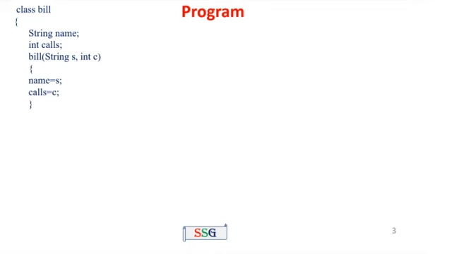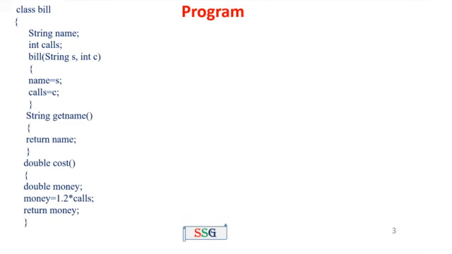Then the second method is there. That method name is getName. That function returns the string only. The next one is the double function. The function name is cost. It returns the double value. Then the class definition is over.